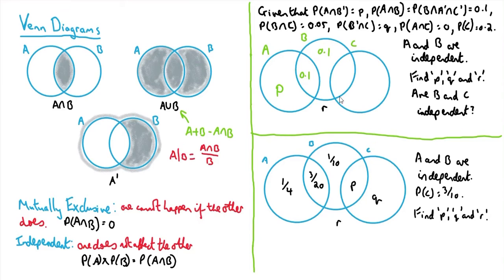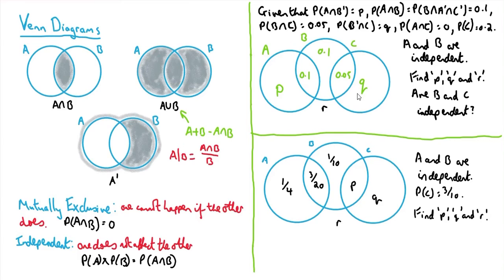Then intersection of B and C, that's just this bit here. That's 0.05. And not B intersection C. So what's in C but also not B? Well, that's just this bit here. That's Q. And then for now, we're not necessarily going to label that because that's the whole circle, and there isn't a clear way of labeling the whole circle. Just bear that in mind for now.